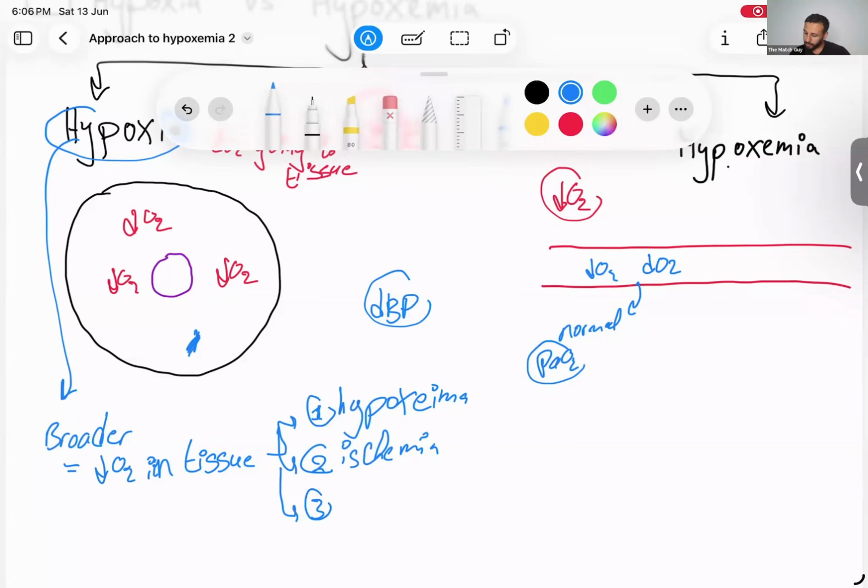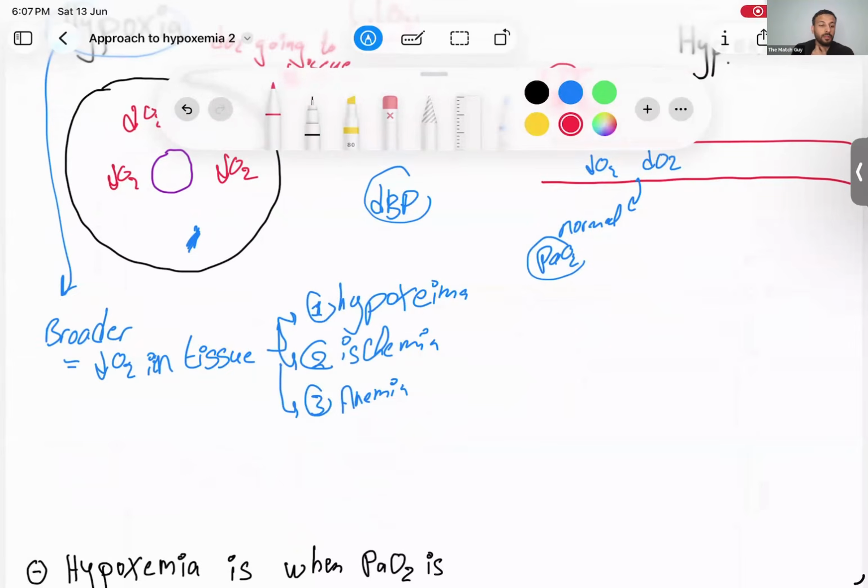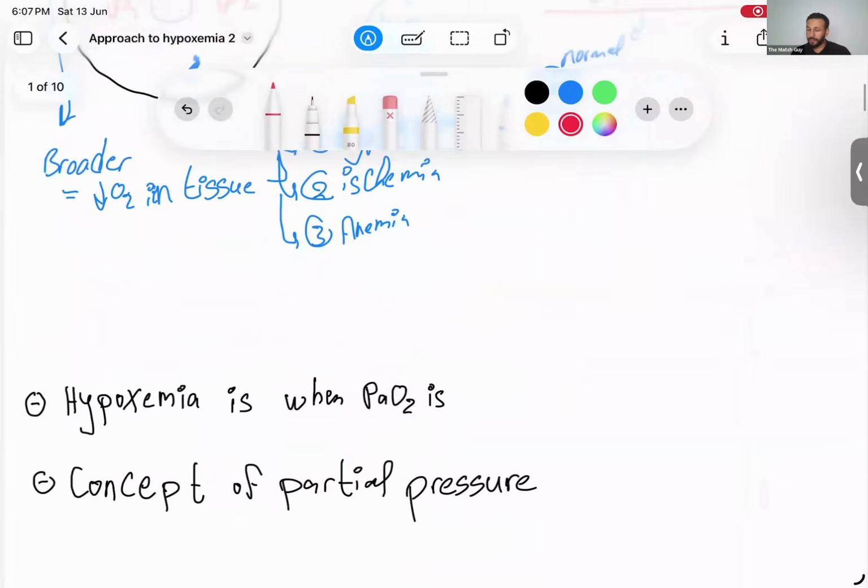Yes, amazing. So in short, what do I want you guys to know from this slide or from this section? Hypoxia has a lot of causes. One of them is hypoxemia, which is decreased oxygen in the blood vessel. Any decreased oxygen in the blood vessel is gonna cause hypoxia. But not every cause of hypoxia is hypoxemia. Is that clear, guys? Okay, amazing.